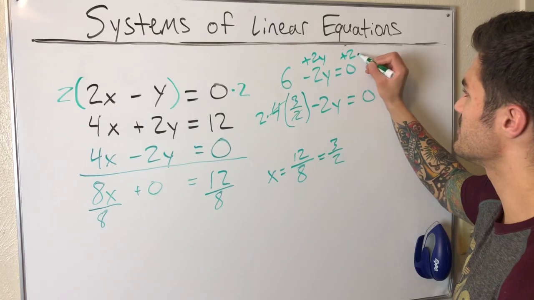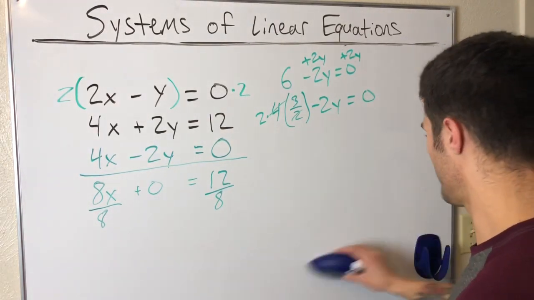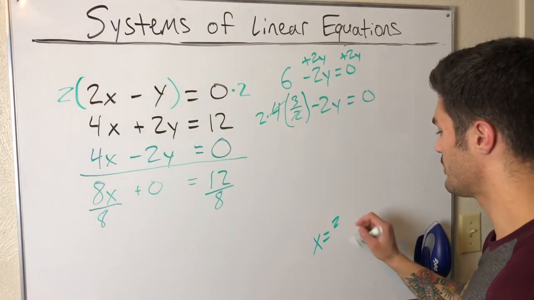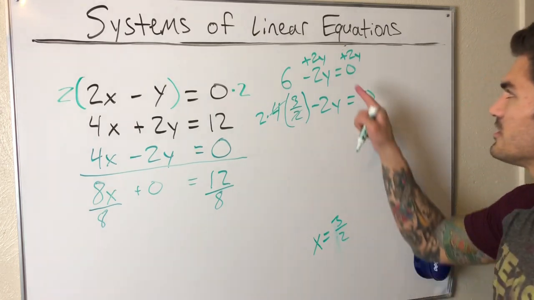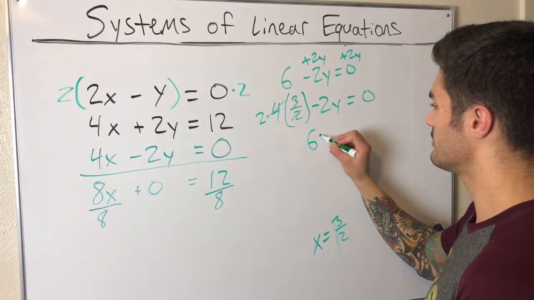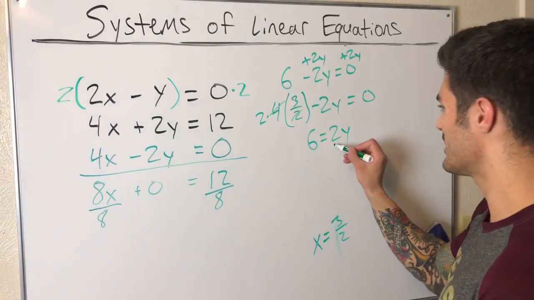This is getting a little messy. I'm sorry, I'm getting disorganized. x equals 3/2, so I'm going to rewrite that down here. That's what I plugged in, and now I'm solving for y, right? x equals 3/2. Sorry about that. 6 equals 2y. That's where I'm at now. Got a little disorganized there. Sorry about that. Setting a bad example here.